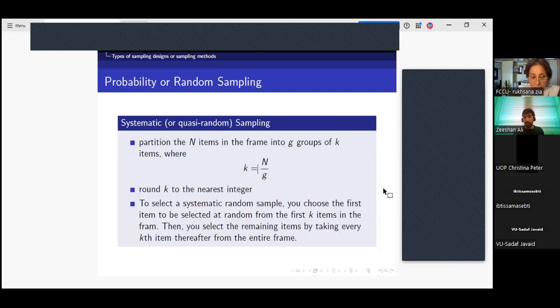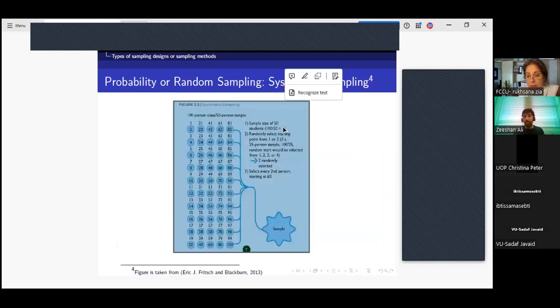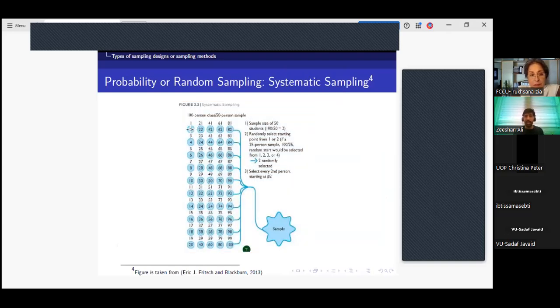So for example, here we have 100 population units. We have divided this into 50 groups, and then we get the value of k equal to 2, right? From the first two units, which constitute one group, we have to randomly pick one unit. And if that randomly selected unit is 2, then thereafter we'll select every second unit from the rest of the 49 groups. And that's how we select a systematic random sample.